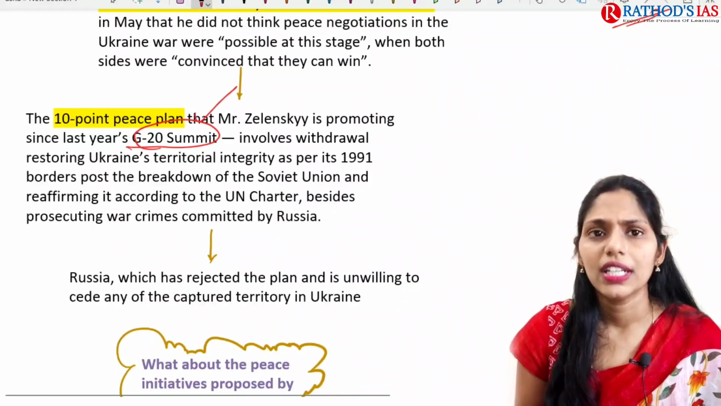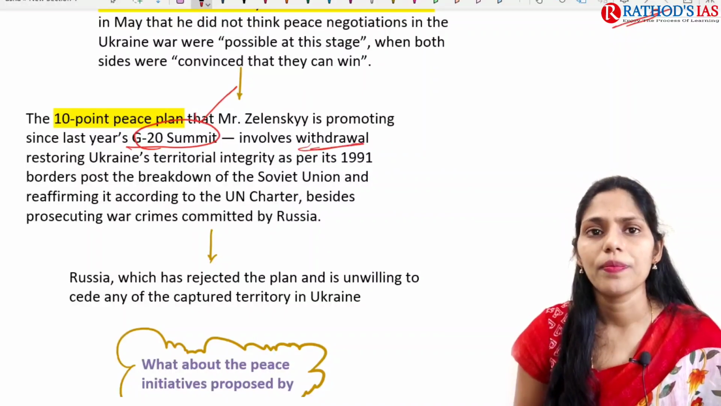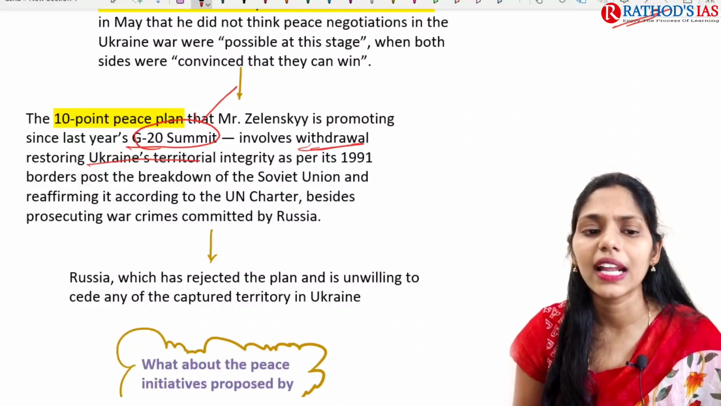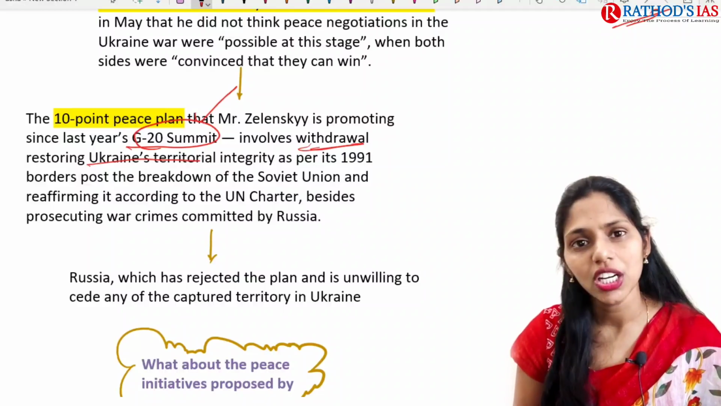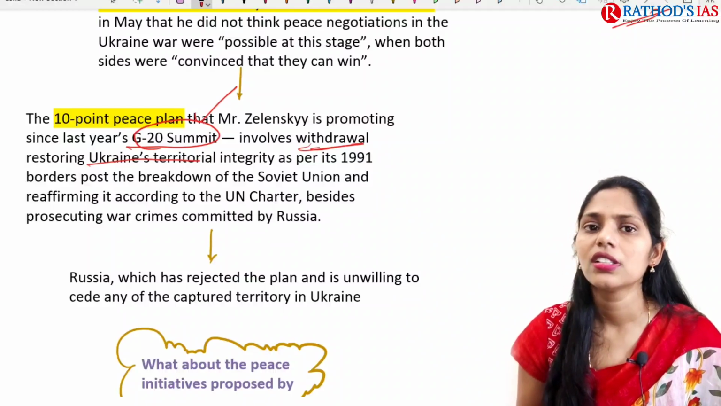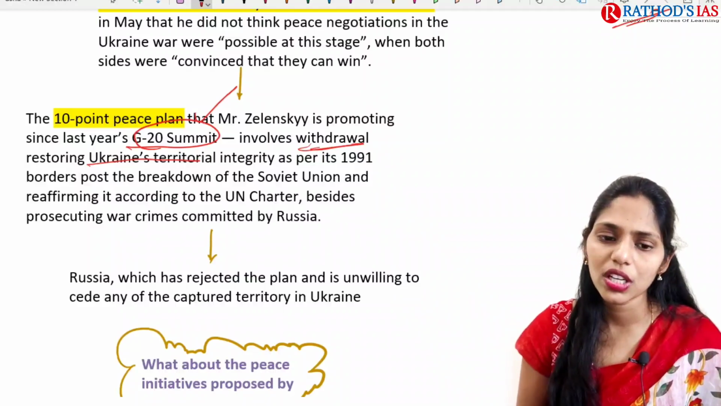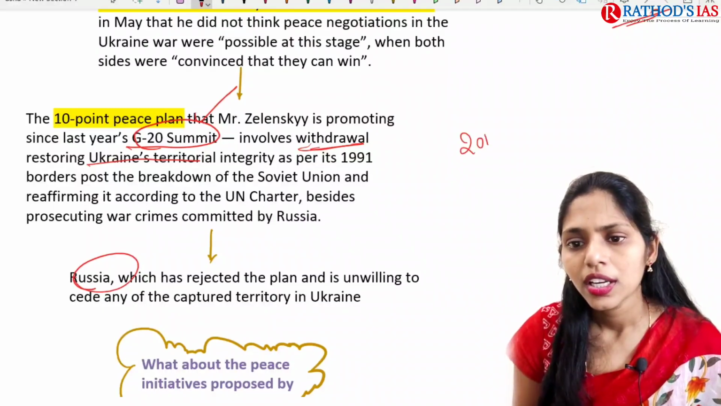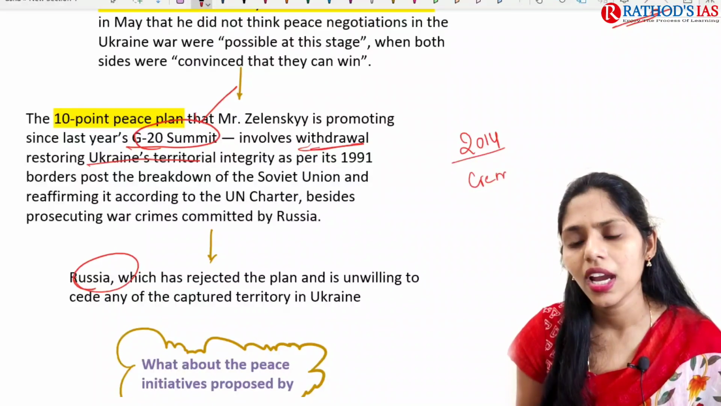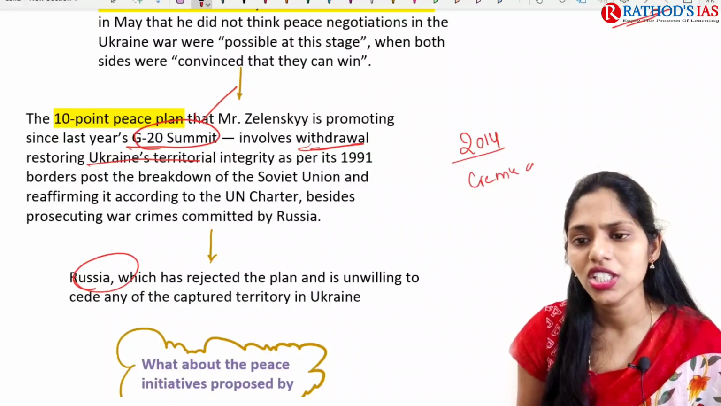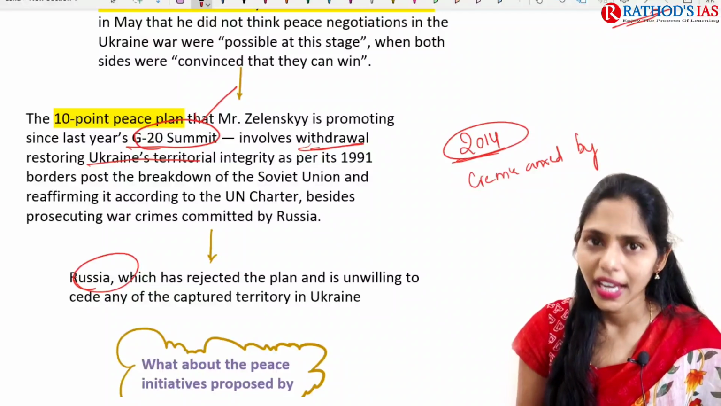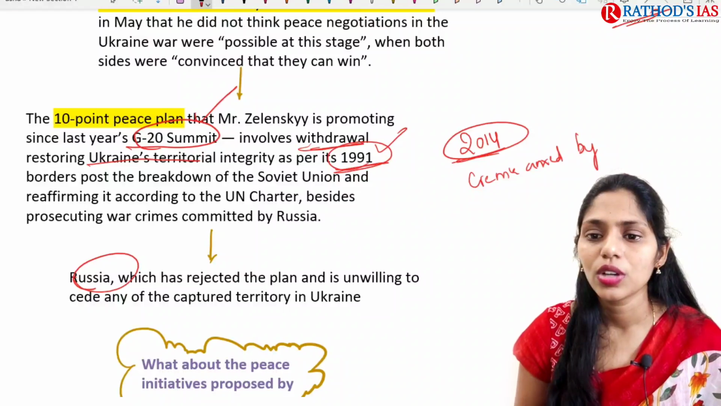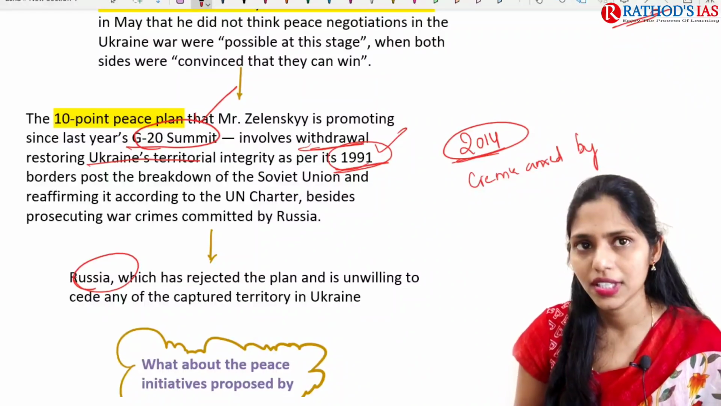plan, it said that Russia needs to withdraw. And the next one is that Ukraine's territorial integrity should be maintained as per 1991 borders, and Russia needs to give the ceded territories back to Ukraine. Here Russia is not accepting that, because in 2014 Crimea was annexed by Russia. Russia annexed Crimea in 2014, and now this peace talk says it should be according to 1991. So Russia is not at all accepting this.